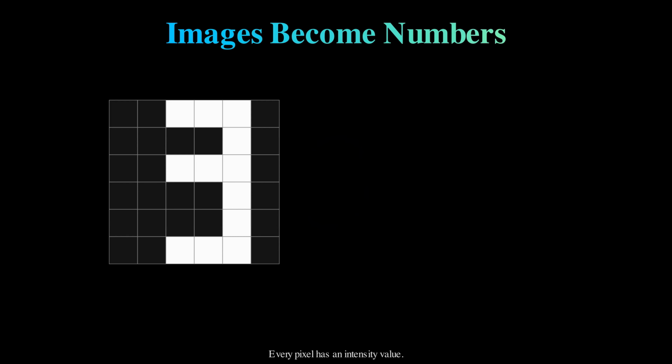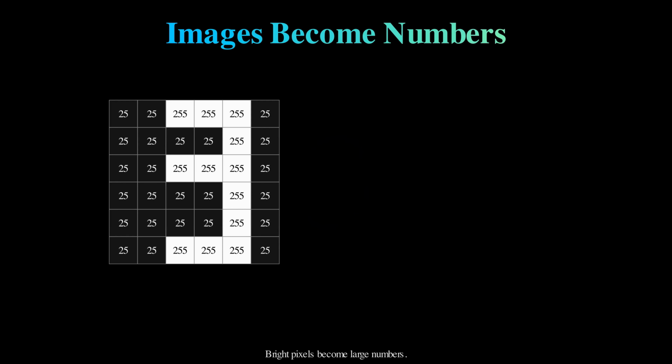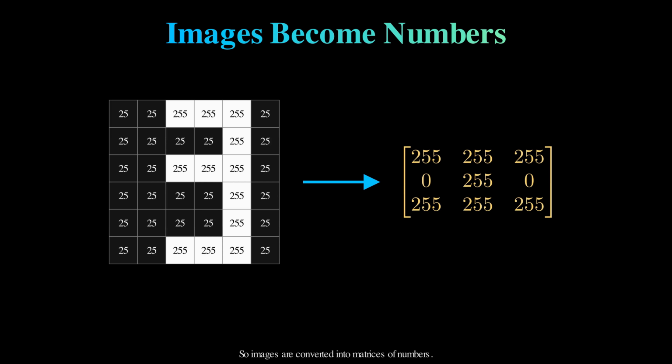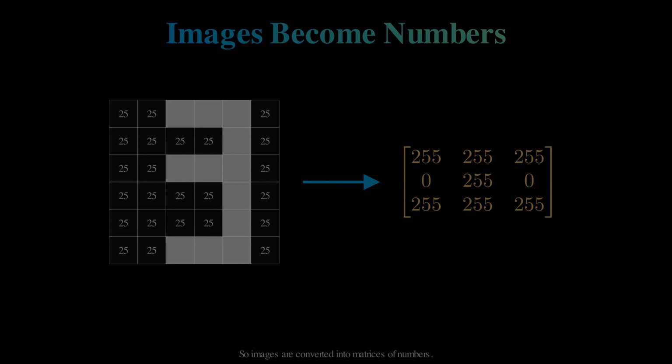Every pixel has an intensity value. Bright pixels become large numbers, dark pixels become smaller numbers. So images are converted into matrices of numbers.